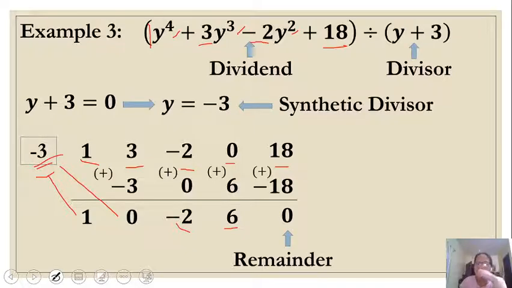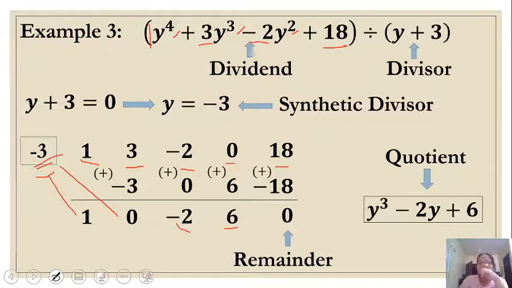Meaning there's no remainder. And how do we write the quotient? So the degree of the quotient is the difference between the degree of the dividend and the divisor. So that's 4, and then there's an invisible 1 there. 4 minus 1 is 3, that's why the degree of the quotient in here is 3. And then the coefficient is 1.